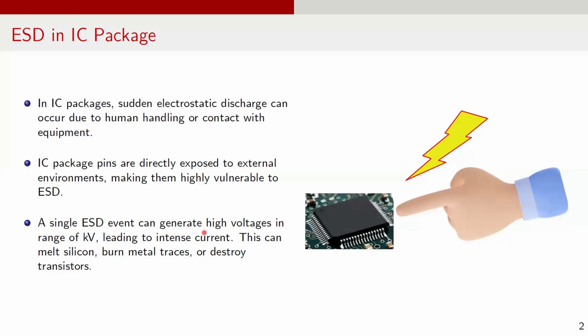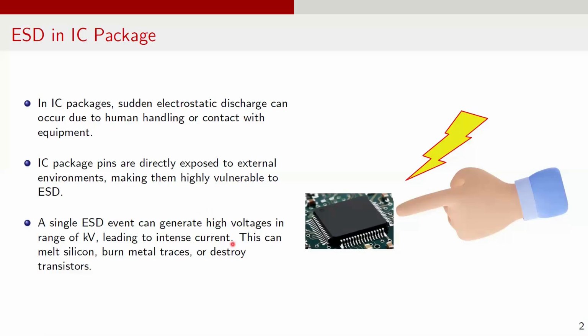The ESD events can generate extremely high voltages, on the order of kilovolts. This high voltage can ionize the air or break down the semiconductor junctions, creating a conductive discharge path. Once the discharge path forms, a large current on the order of amperes flows within nanoseconds, generating localized heat. This can damage the package and the chip enclosed inside.